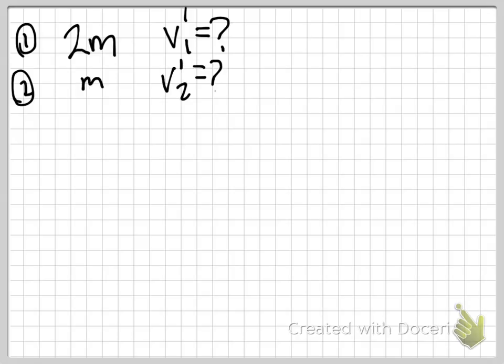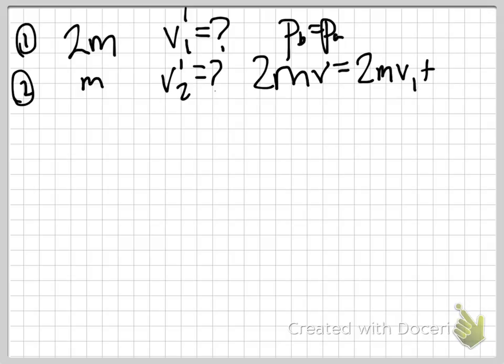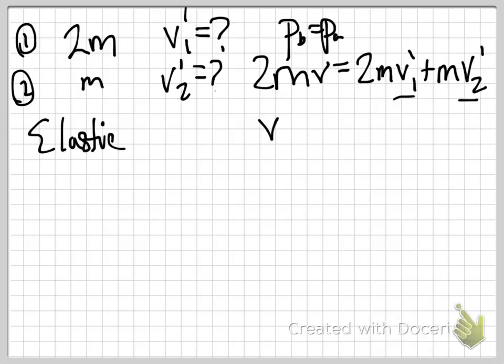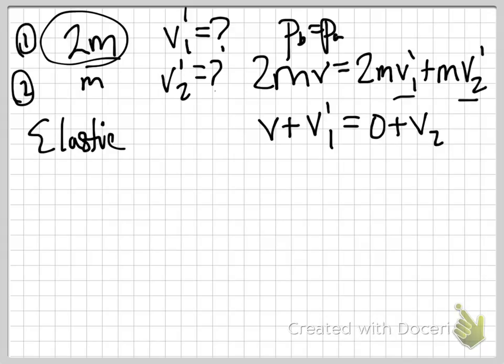So let's see. If we go by conservation of momentum, p before equals p after, you get 2m times v equals 2m v1 is what they're calling it, plus m times v2. I can put the primes if I want. So that equation doesn't help us because we have two unknowns, but because it was elastic, we can use the shortcut that v plus v1 prime, which is the velocity of the first mass before and after, has to equal, well, in this case it's 0 plus v2 prime. So that tells you v2 prime is equal to that term there.